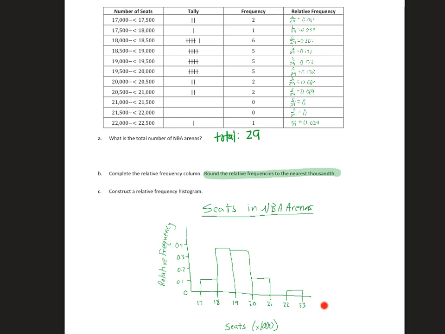And I made the histogram here based on the relative frequencies. And I did what they did, and I combined them. I did 2 at a time. So this was 17,000 to less than 17,500, and then a separate one for 17,500 to less than 18,000. I just went from 17,000 to 18,000. So I just added 0.069 or 69 thousandths and 34 thousandths to get my answer here, which was just over 1/10. And then I combined these two to get this one, these two to get this one, so on and so forth.